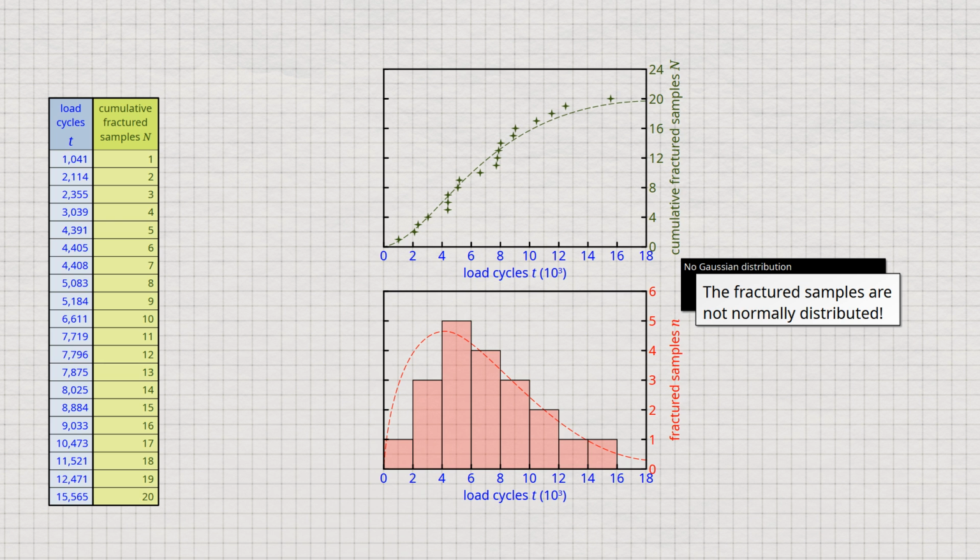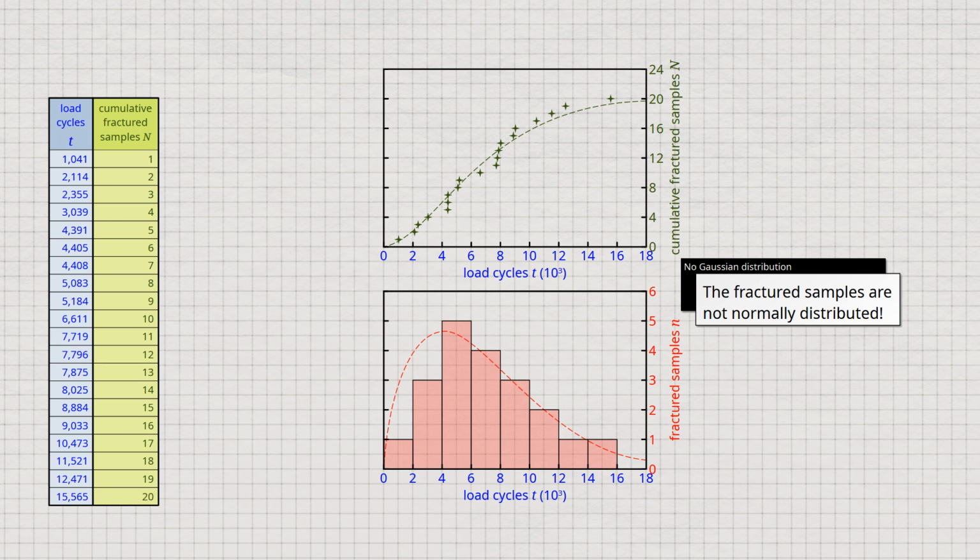This means that there is no symmetrical distribution around a certain mean value, as would be the case with a Gaussian distribution. The dashed line here also shows the course of the distribution if the fatigue test were carried out with a sufficiently large number of samples.